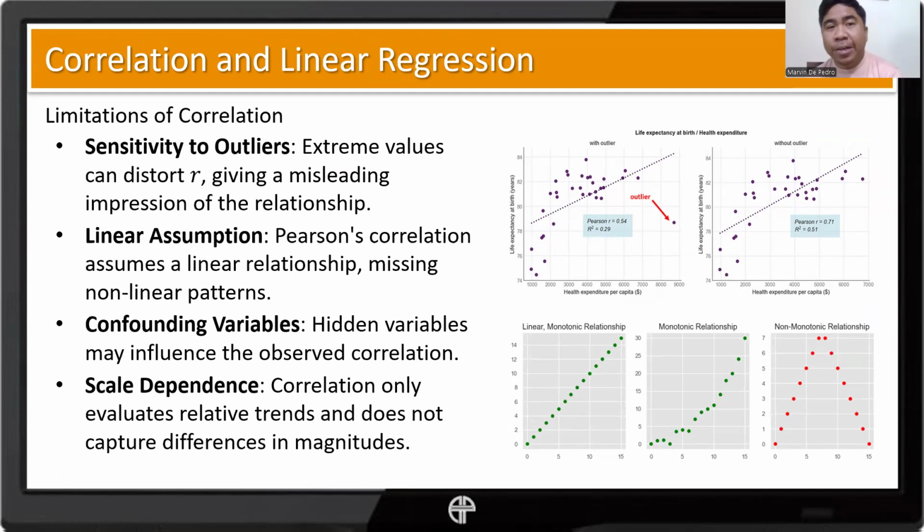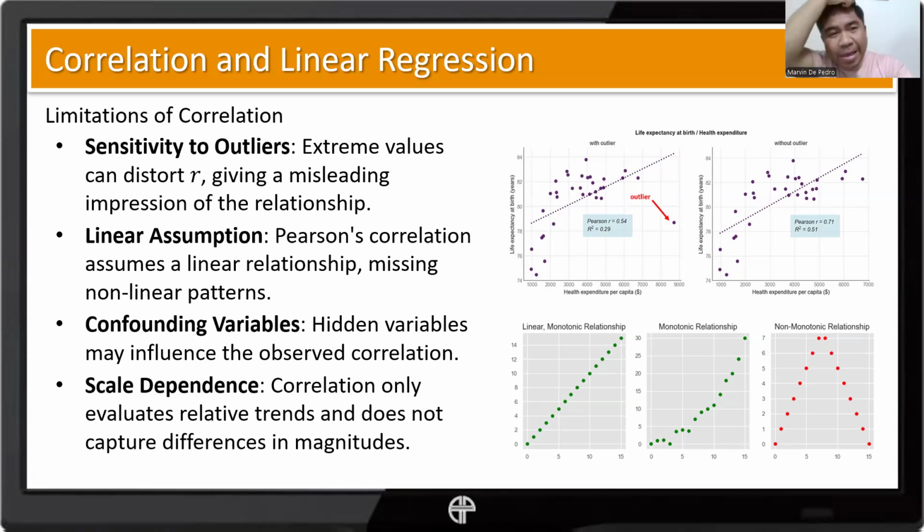Another thing is the linear assumption. Pearson's correlation assumes a linear relationship, so we are missing nonlinear patterns. Some other types of relationship can be something like this. Some form a pattern but are monotonic, so they are just forming one pattern in one direction. In a non-monotonic relationship, you can see there's an upward and a downward, so it's a mix of directions.